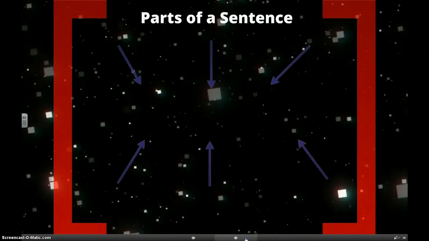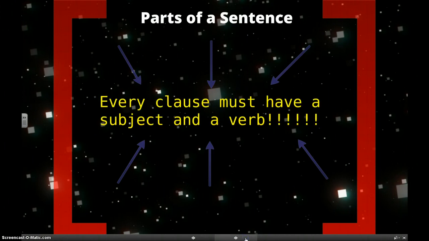So moving on to parts of a sentence. So there are parts of speech, and these parts of speech can also form into a sentence and have different names for being in the part of a sentence. The two major parts of the sentence are a subject and a verb. Every clause must have a subject and a verb. Make sure you do not forget that. Not only does every independent sentence have to have a subject and a verb, but every clause has to have a subject and a verb.